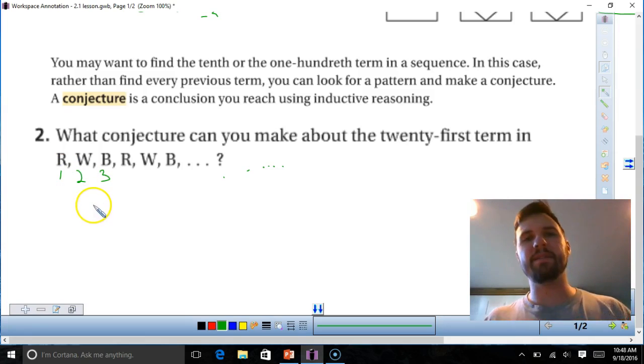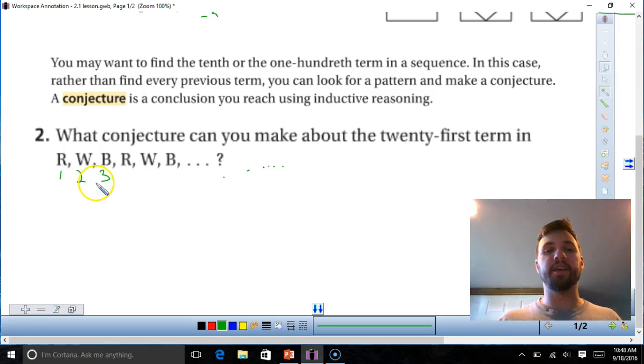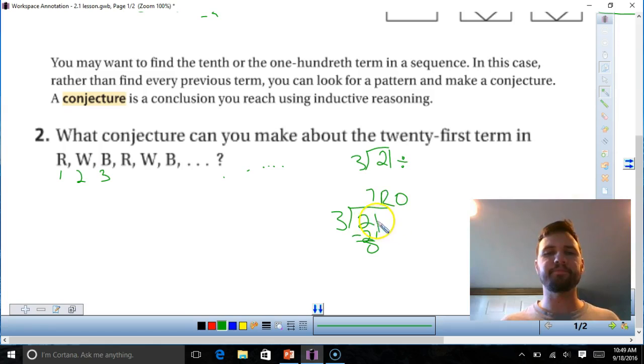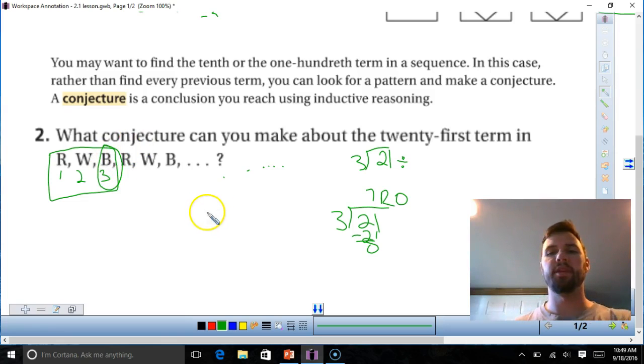I'm going to teach you the ACT way to do this. So on my first, second, third term, I can take 21 and divide it by 3, right? There's 3 things in my pattern and 21 total terms we're looking for. Well, that's 7 with remainder 0. So if you get remainder 0, 3 divided by 3 has a remainder 0. My 21st term is blue. B. Whatever floats your boat.